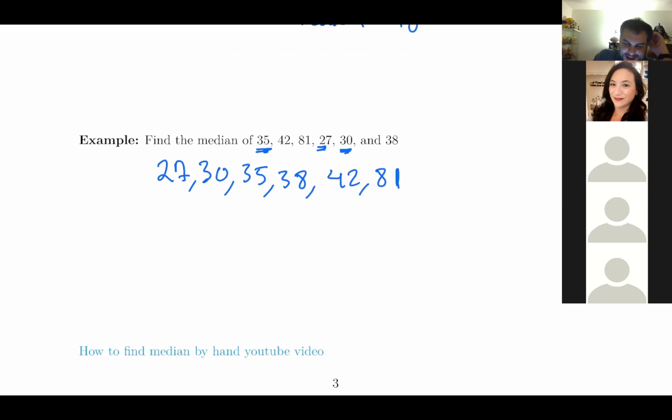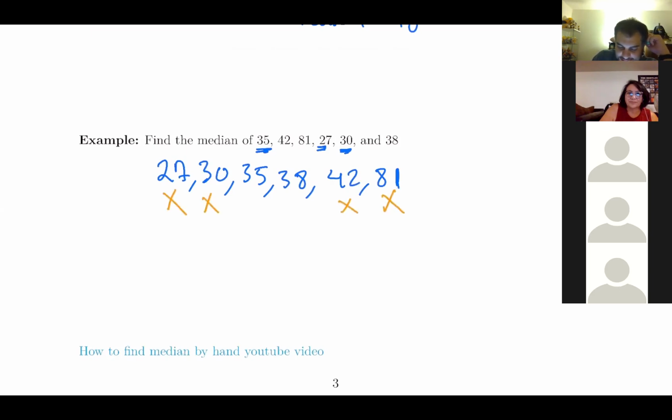All right, so let's go ahead and start crossing them out. Cross out this, cross out this, cross out that, cross out this. If you notice, I get two numbers in the middle. The reason I know I'm going to get two numbers in the middle is that I have a total of 6 numbers, which is an even number. Since it's an even number, there are going to be two numbers in the middle. So now we're going to take the mean of the two numbers.